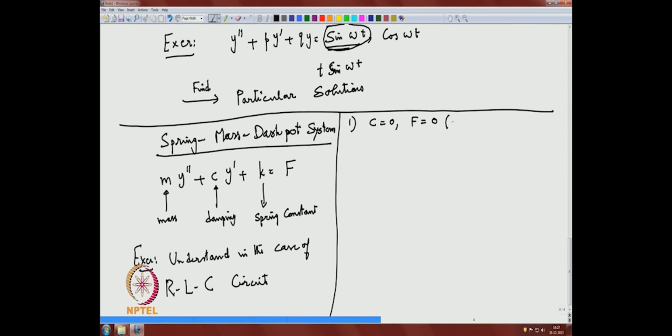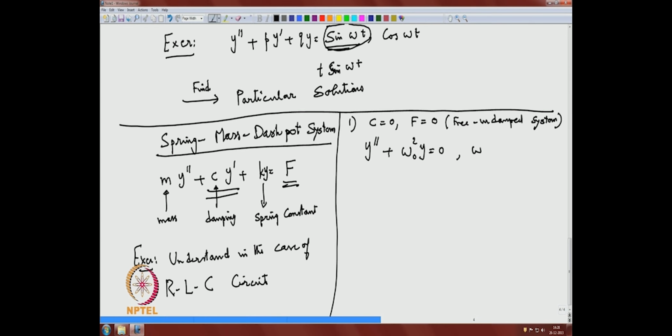This is called no damping and no free oscillations, the case of a free undamped system. There is no damping, so the system is either at rest, or if it starts moving, it keeps on moving, the phenomenon of Newton's law. In that case, C is equal to 0, F is equal to 0, you can divide by M. So, you will have y double prime plus omega naught square y equal to 0.